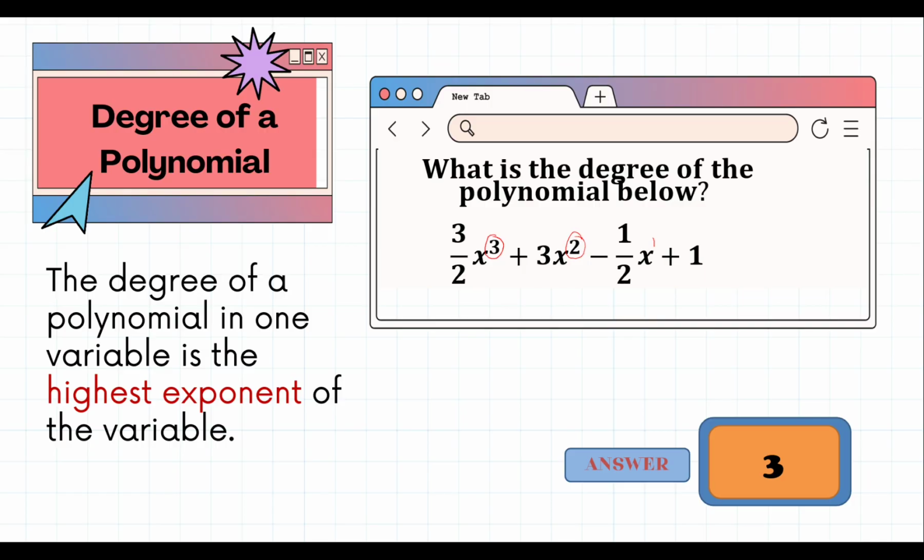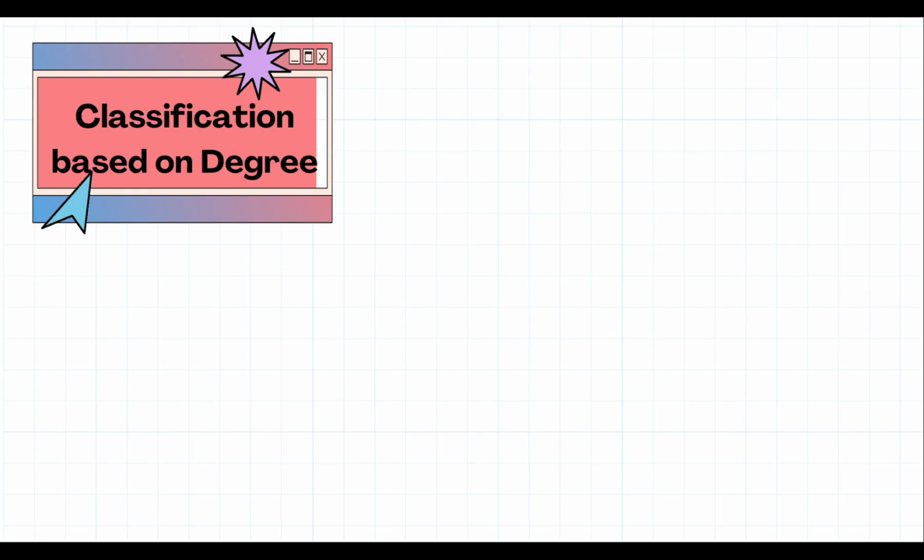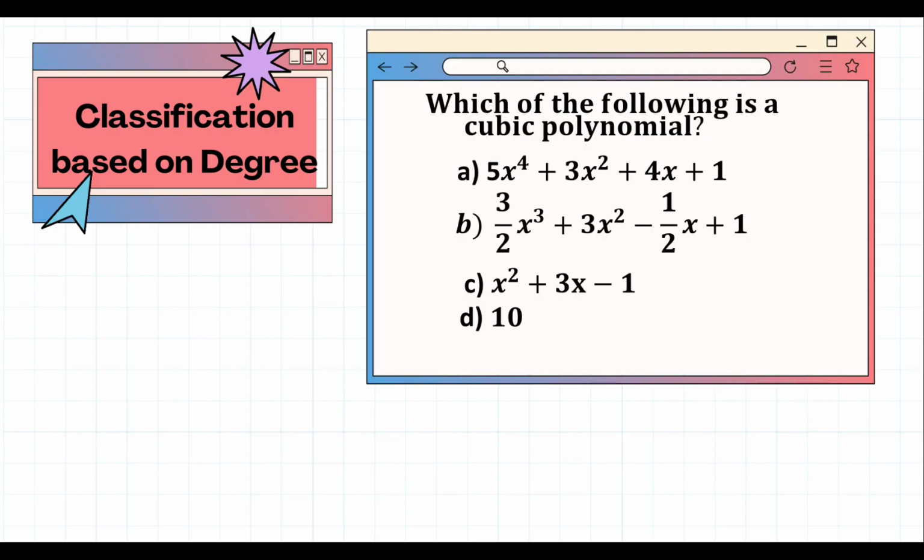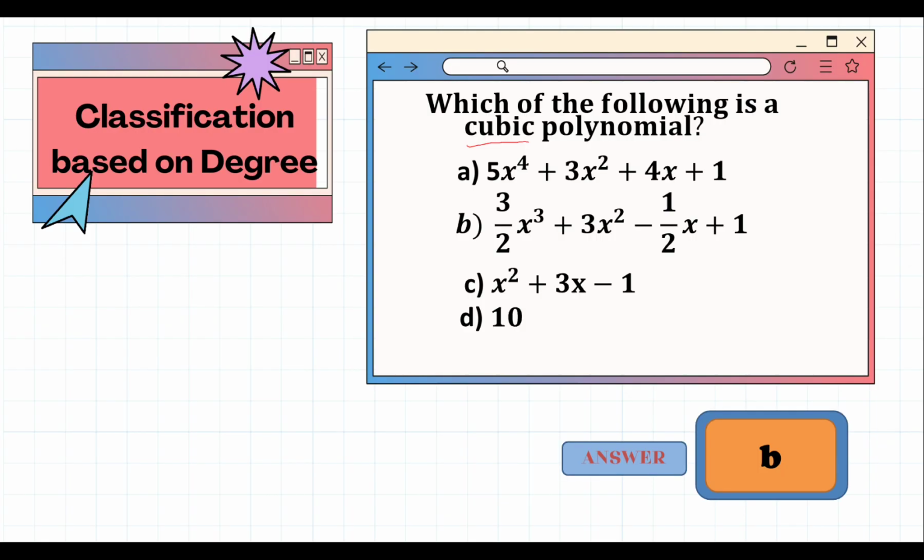making the degree equal to 3. All right? Let's also consider classification based on degree inasmuch as we are already talking about the degree of the polynomial. Which of the following is a cubic polynomial? So the name is cubic. Is it item A, B, C, or D? And the answer is letter B. Why? Let's check how we name polynomials according to degree.